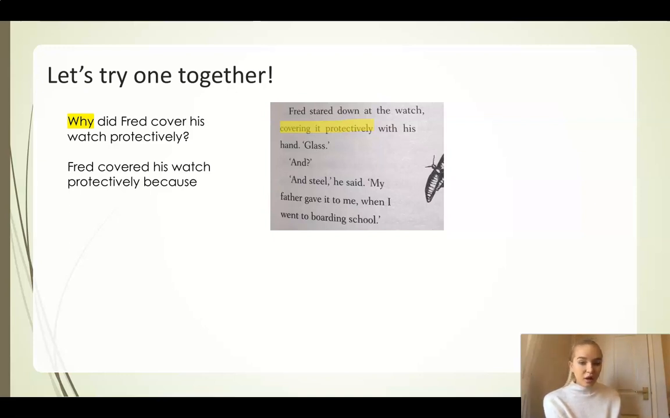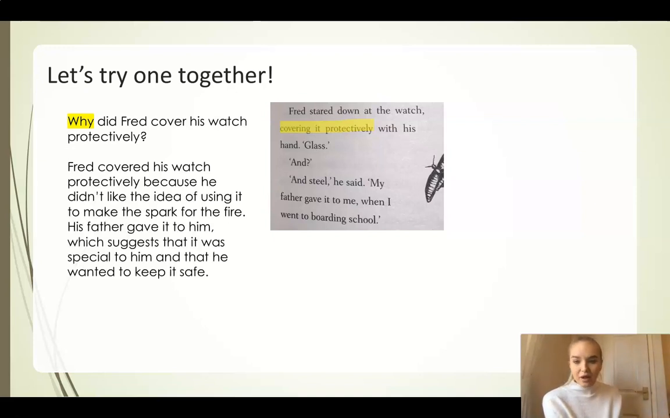When you've started to answer your question in a full sentence, you can then elaborate and expand your answer using what you thought about and what you know and what that is telling you without actually telling you. So I've started to put my answer by saying, Fred covered his watch protectively because he didn't like the idea of using it to make the spark for the fire. His father gave it to him, which suggests that it was special to him and that he wanted to keep it safe.